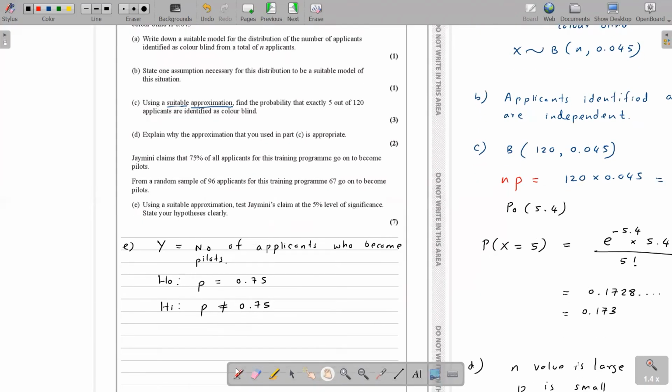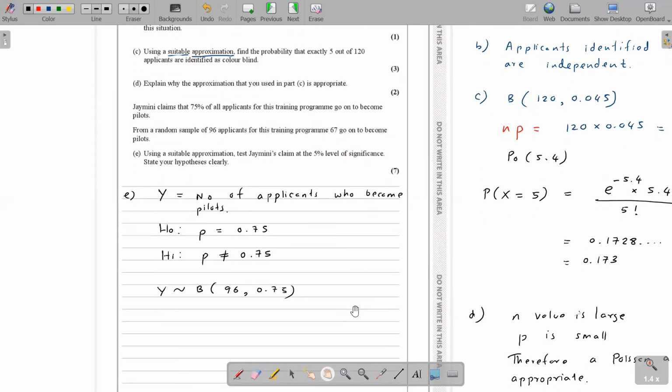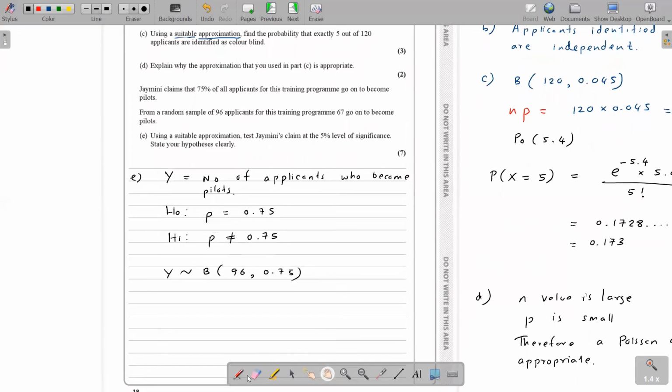And then let's talk about the distribution. Y follows a binomial distribution under the assumption that the null hypothesis is true. So what do we say? We have a sample of how many applicants? 96 applicants, and the proportion of success is 0.75. They say, again, using a suitable approximation, right? So what's the approximation that we use? Can you all get me the EX value, the NP value here?